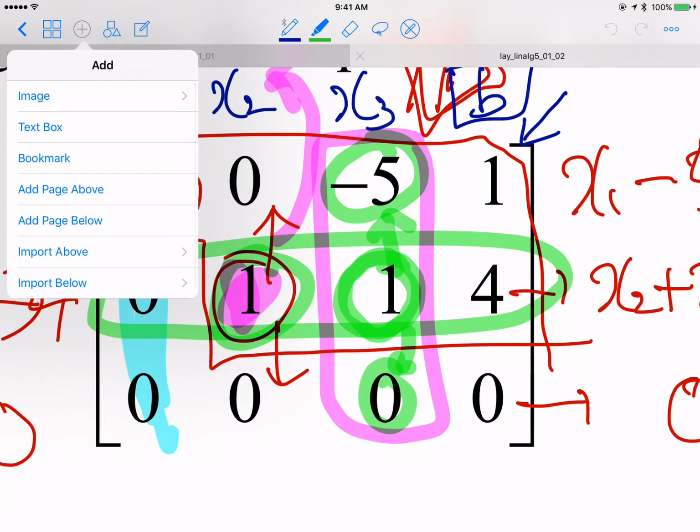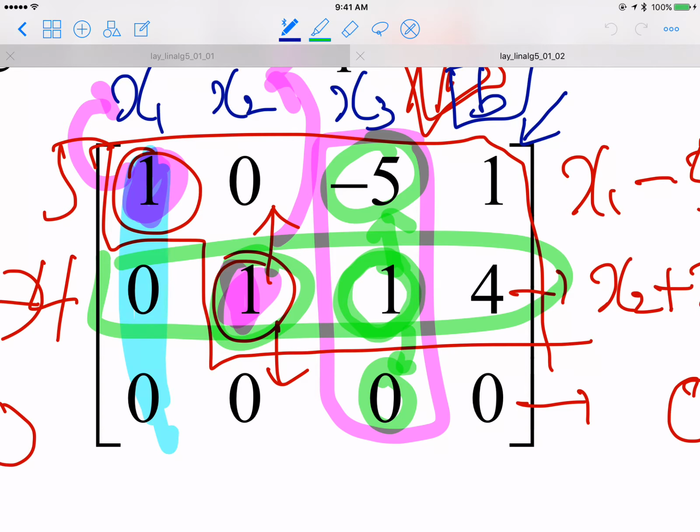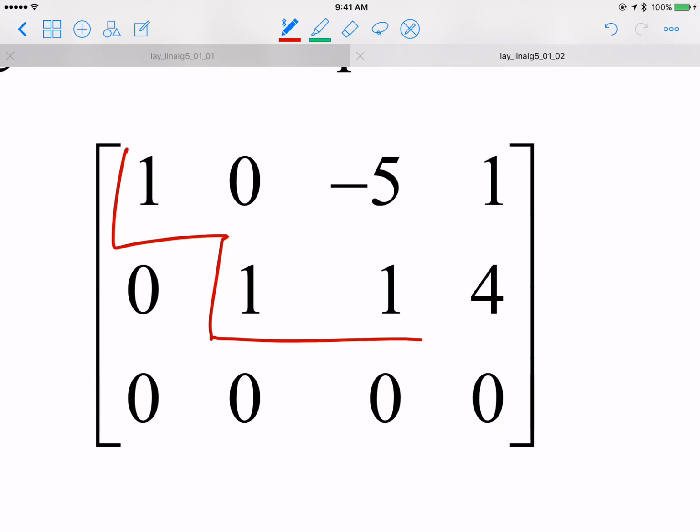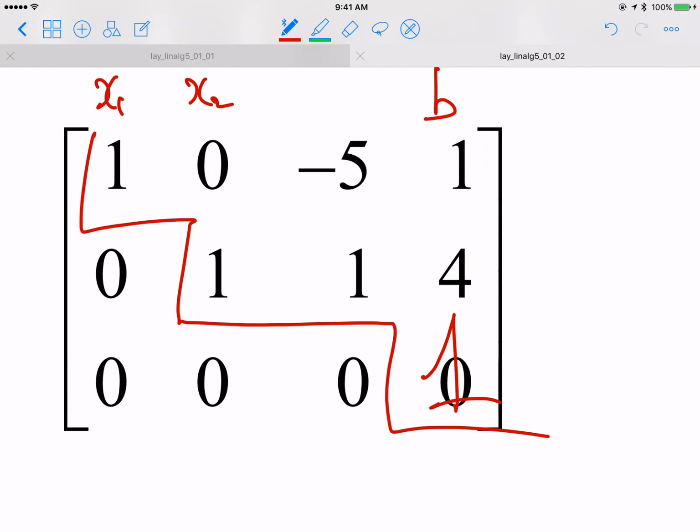Then let's think about the special case like this. In this case, let me just clear that. Okay, so suppose this was your reduced echelon form. And in this case, the pivot positions were x1, x2, and also the b part, right? So this one has a pivot in the b part, or the column belonging to b.